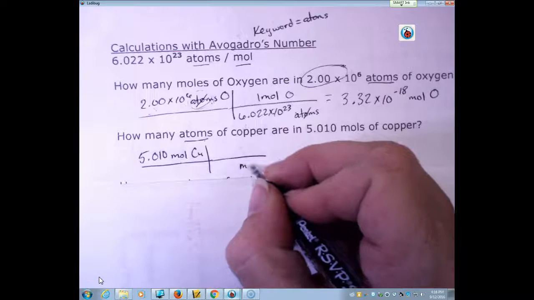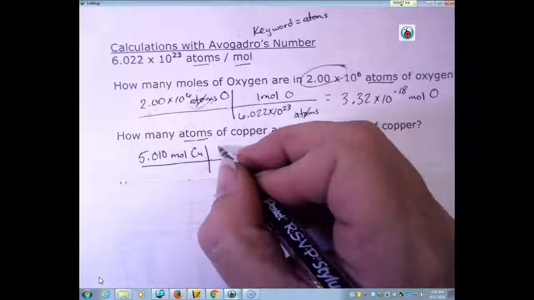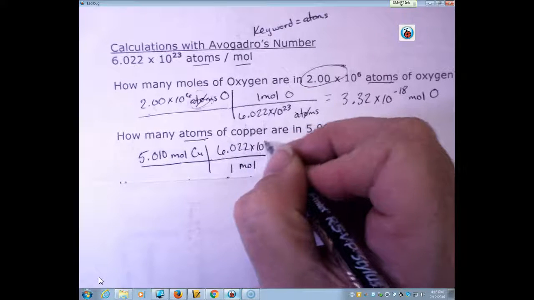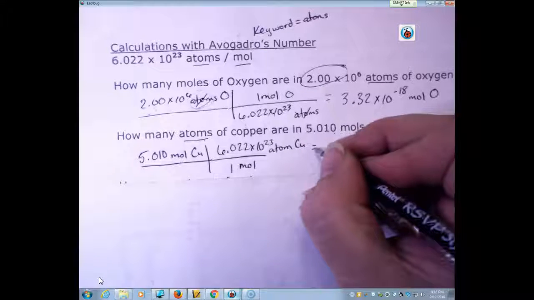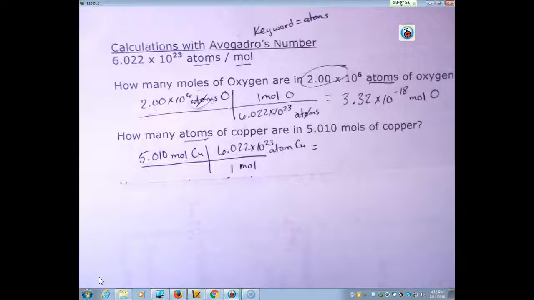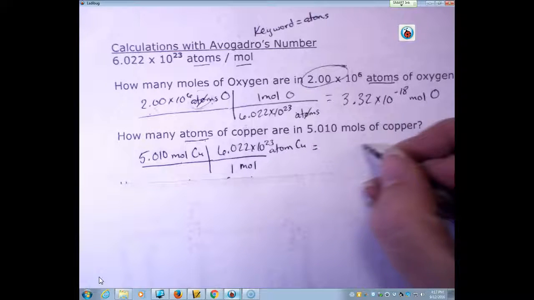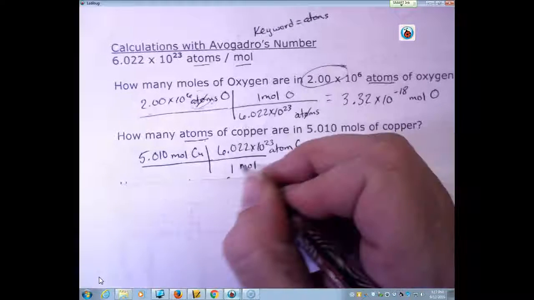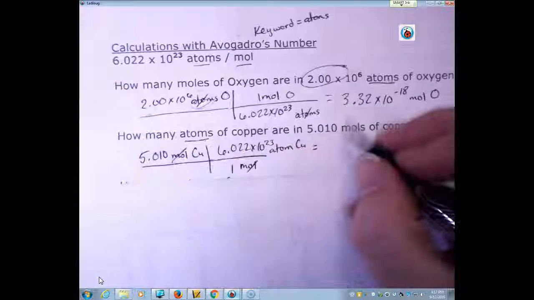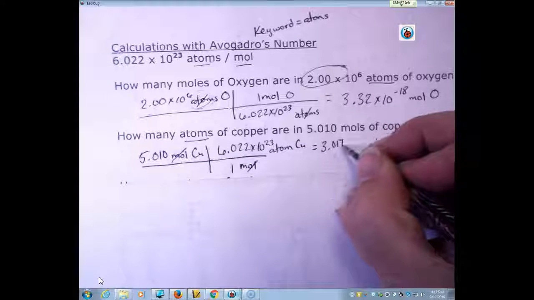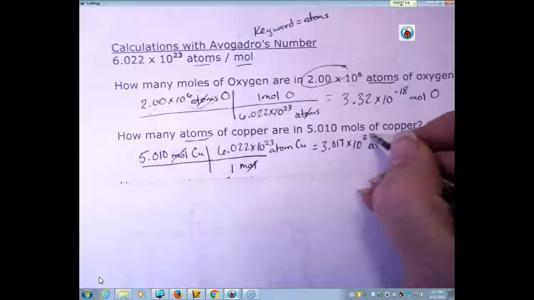Mole is here, mole has to go here, and in 1 mole, there are 6.022 times 10 to the 23rd atoms of anything, and this time we're talking about copper. So, we're going to multiply everything on top together, divide by everything on the bottom, and our answer will be in atoms, because moles cancel out. We need 4 sig figs, so 3.017 times 10 to the 24 atoms of copper.